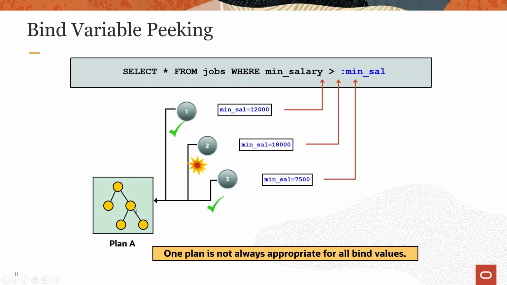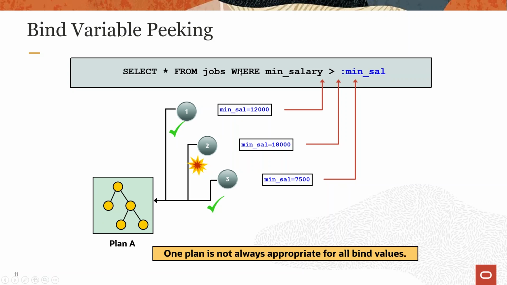And that execution plan, generated while keeping in mind that min_cell is 12,000, will be stored inside the library cache. Now, suppose that this execution plan A is a full table scan. And let's say when you execute that select statement with min_cell 12,000, you're getting back 40% of your table. Well, having a full table scan to obtain all the jobs where the minimum salary is bigger than 12,000, that's a good execution plan.